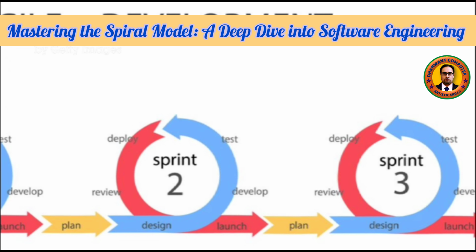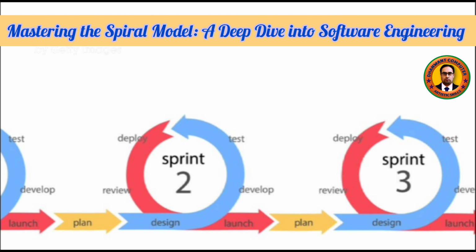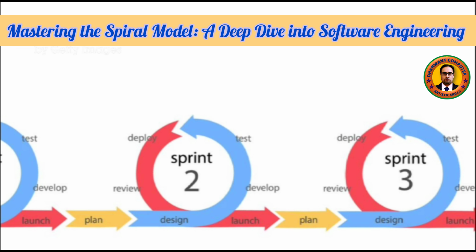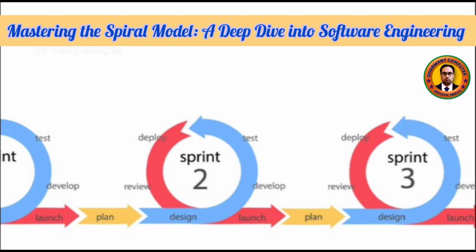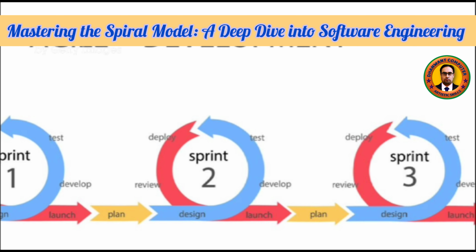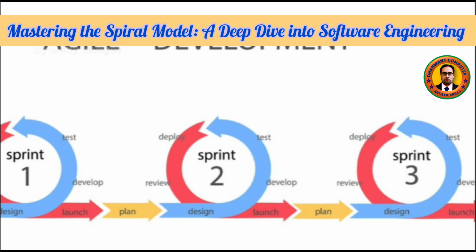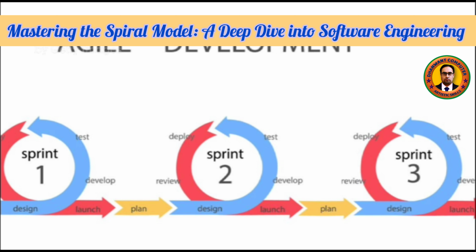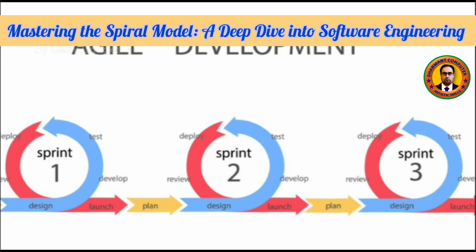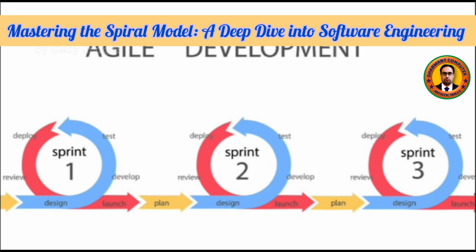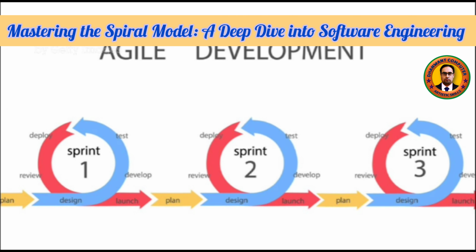This iterative approach means you're constantly building, testing, and improving. Each loop in the spiral provides an opportunity to refine and enhance the software, resulting in a more polished and reliable product. This continuous improvement process is key to delivering high-quality software that meets the needs of users.